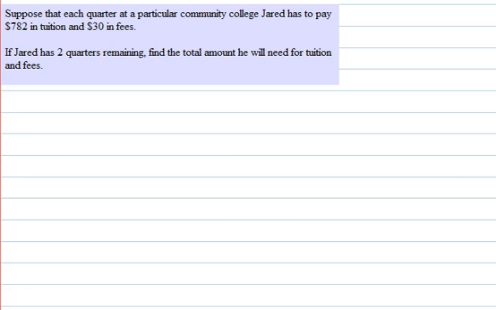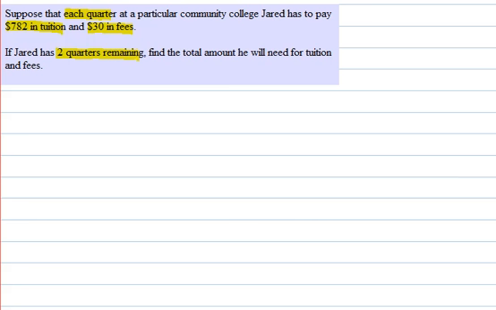Okay, here's a word problem that says that each quarter, that's important, that each quarter Jared has to pay $782 in tuition and $30 in fees. So that happens each quarter. And it looks like he's got 2 quarters remaining. So they want to know what's the total amount for tuition and fees that he'll have to pay.